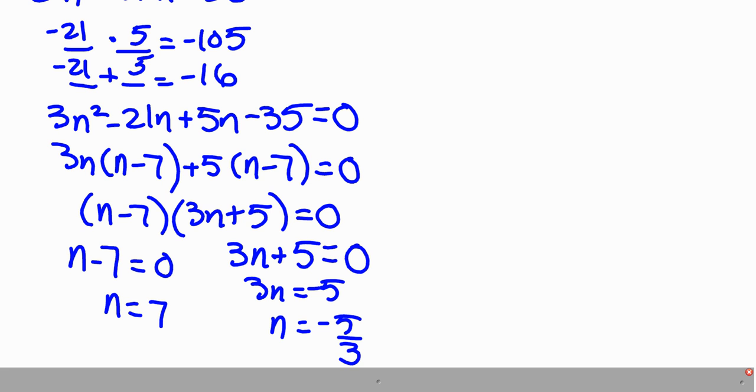I would leave it as negative 5/3 because it's a repeating decimal. It's just easier to leave things in simplified fraction format when you're solving, versus taking the extra step and using your calculator to find an equivalent.